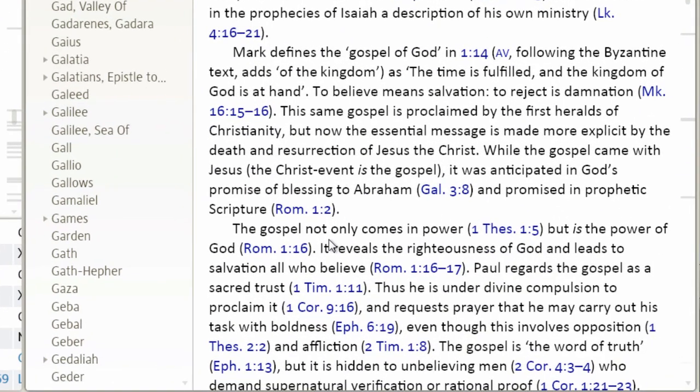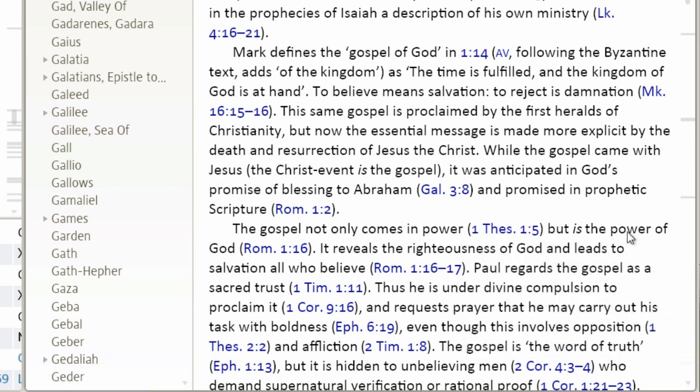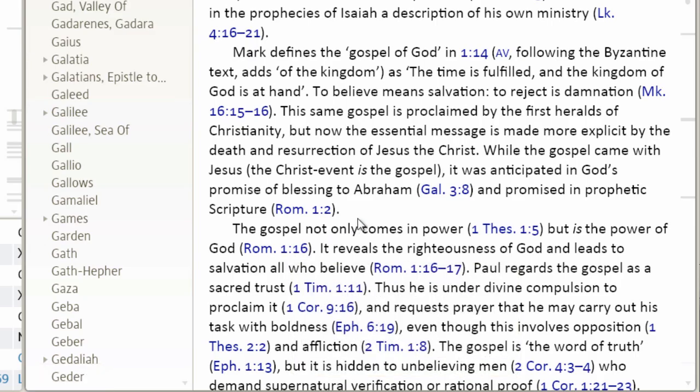So the gospel not only comes from power, and then it references 1 Thessalonians, which talks about the gospel coming to you not only in word, but also in power, but is the power of God, and cites Romans 1:16, "for I am not ashamed of the gospel, for it is the power of God for salvation."